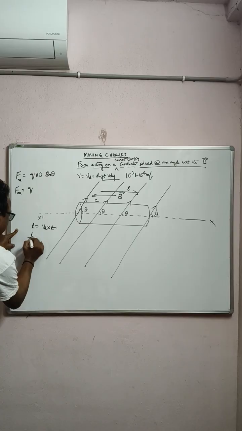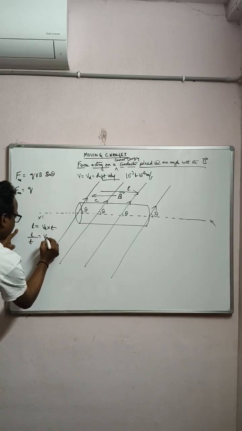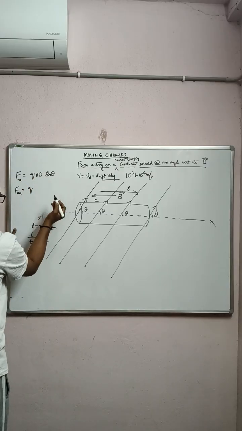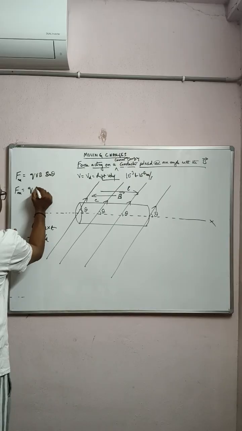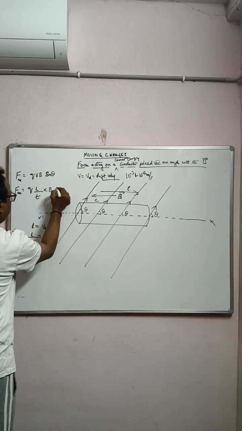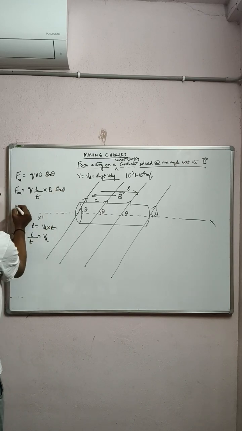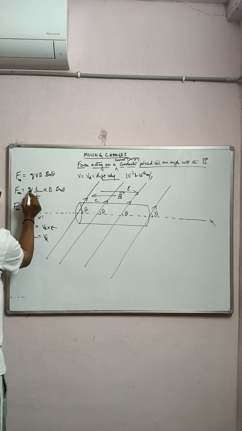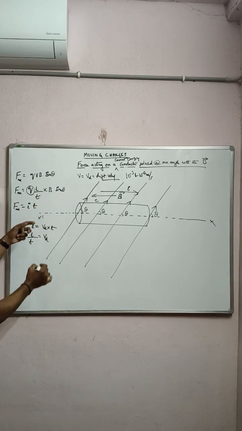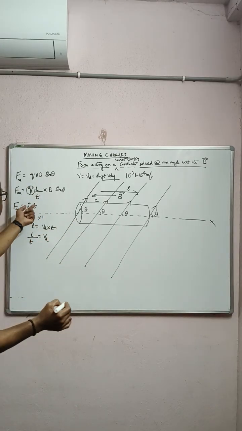From this, what is L by t? Displacement by time is equal to the velocity. So we put this in place of velocity. What happens when we substitute it? Q into L by t into B, the magnetic field, into sin theta. But we already know the charge flowing in the conductor: Q is given by I into t, strength of current into time.